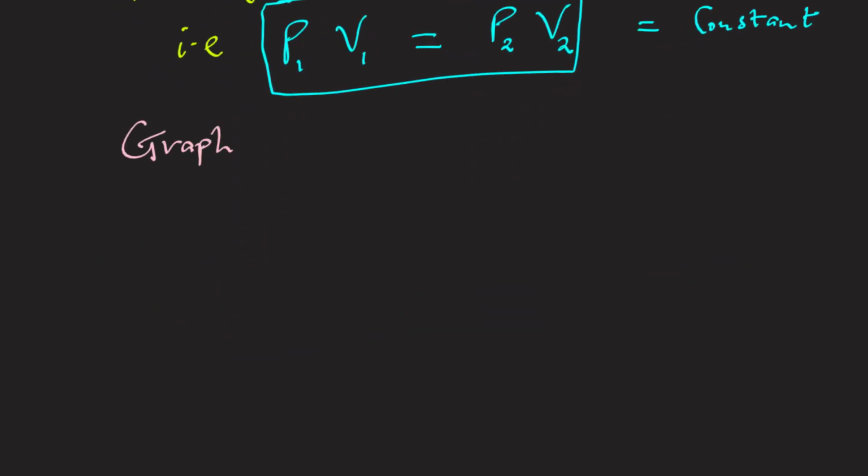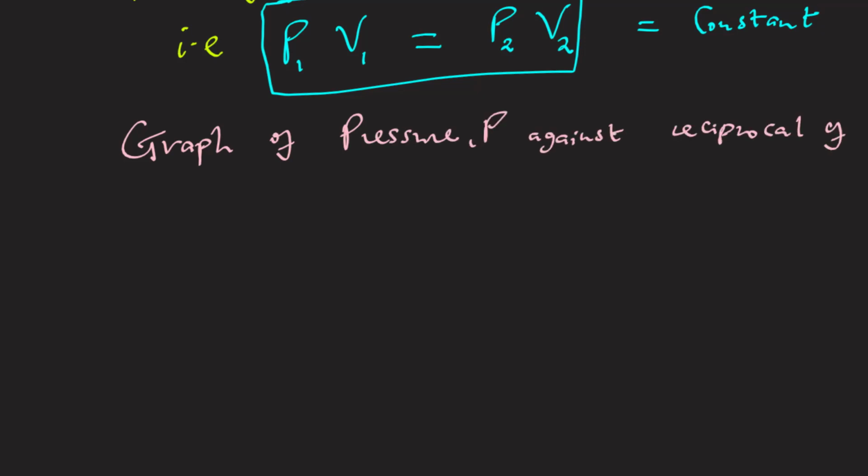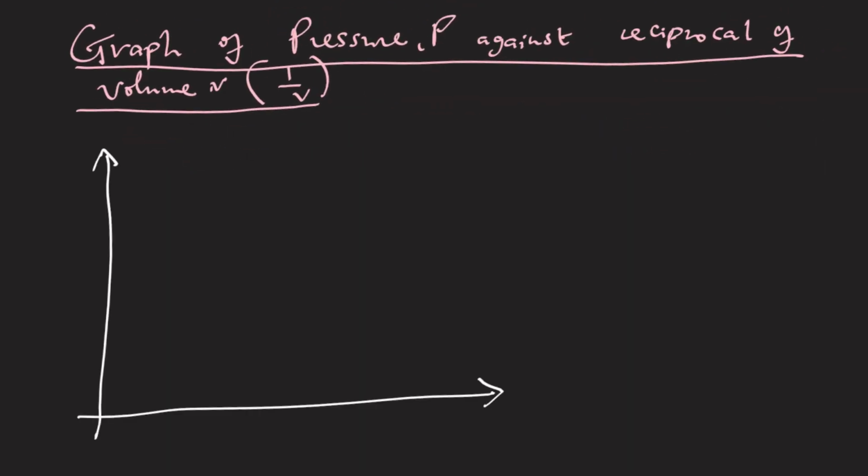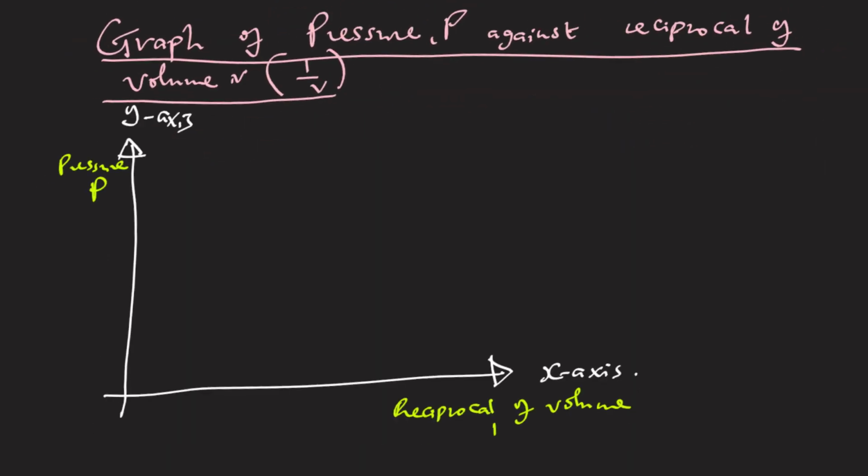If we go further and plot a graph of pressure against the reciprocal of volume, then we will have the following diagram. The graph will be a straight line.